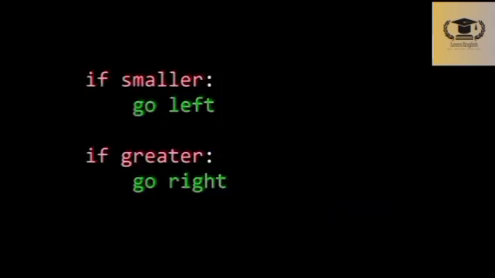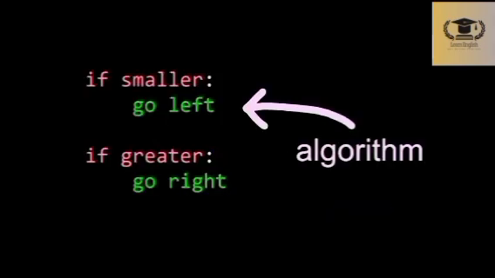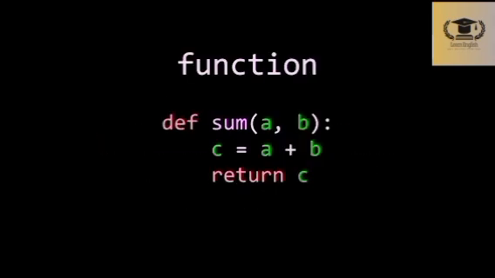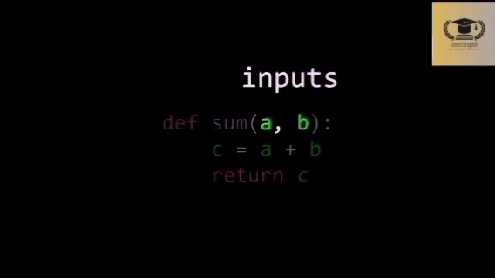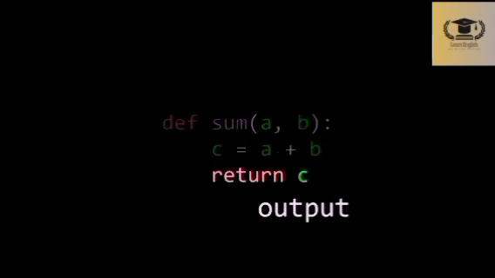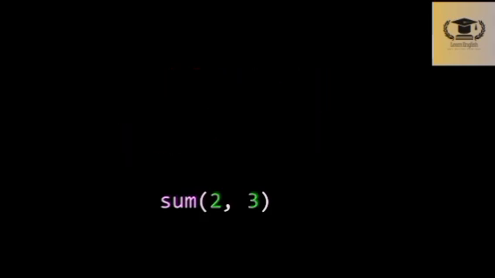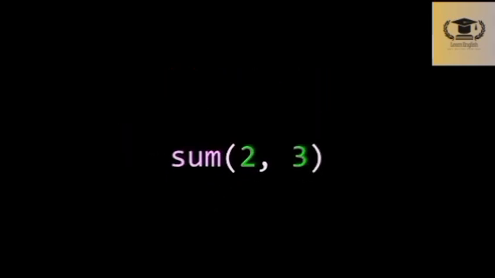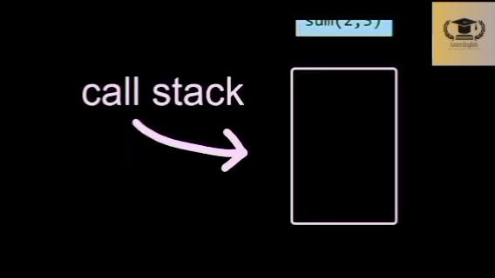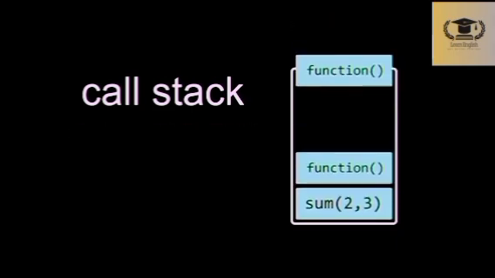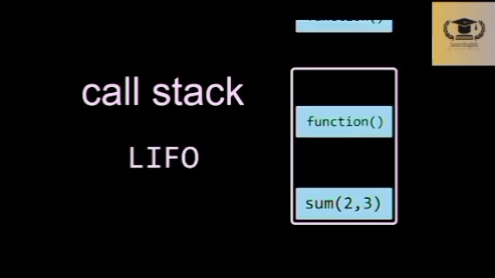What we just used is a very simple algorithm, which is just a set of instructions that solves a problem step by step. The simplest way to write an algorithm is in the form of a function. It takes inputs, does something with them, and returns an output. Just like variables, you can then call a function by its name and pass in different arguments. When calling a function, the function call gets pushed onto the call stack, which is short-term memory used for executing code, and as the name implies, it's based on a stack data structure, which means last in, first out.